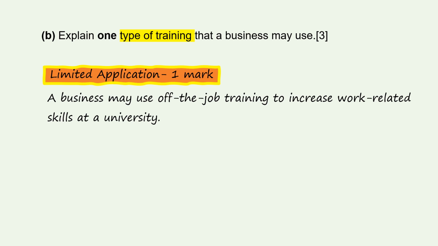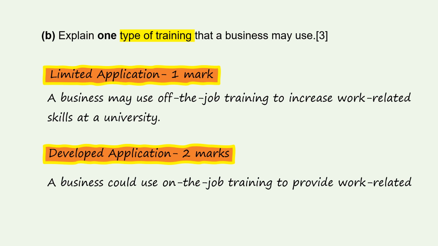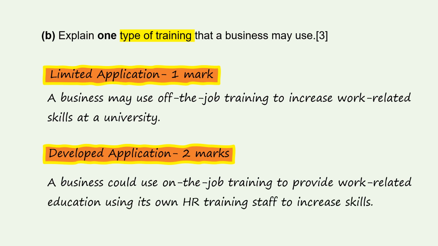All right, but we will need 2 marks for application, which is the develop application. We will write a develop application to gain 3 out of 3. So how do we write it? A business could use on-the-job training to provide work-related education using its own HR training staff to increase sales. Okay? Work-related education, 1 mark. Using its own HR training staff to increase its skills, that is 2 points. The second mark for develop application.